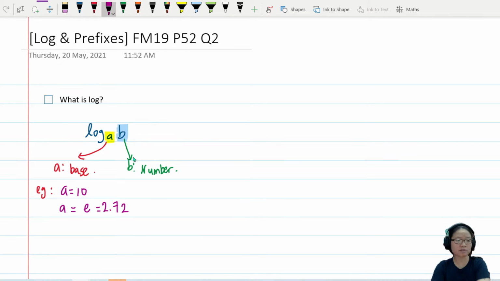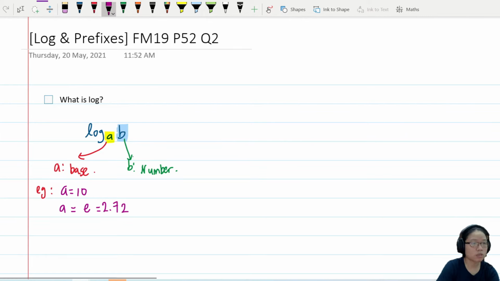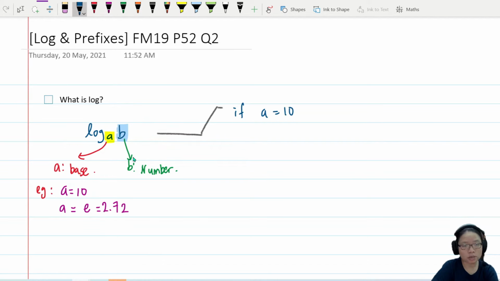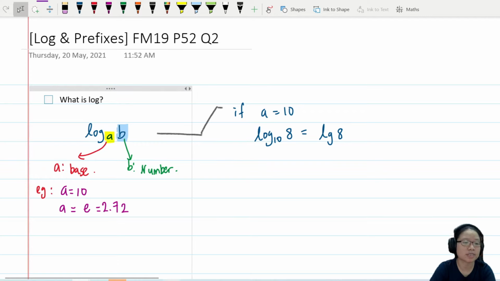This different base will plot a slightly different graph. I'm going to write it out here for those who really need a bit of maths tutorial, but if you understand this, that's great. In the first case, if A is equal to 10, the long form method is to write log 10, let's say I find 8. Log base 10 of 8. But in short form, we will write this as lg 8. You will seldom see log 10, 8; you will see lg 8.